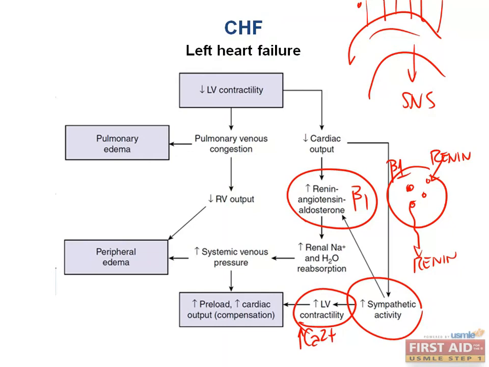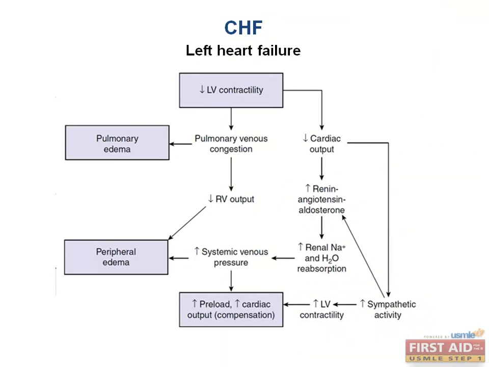But when you hypoperfuse the renal artery, the kidney gets angry. And when you make the kidney angry, it starts releasing a lot of hormones because it wants to make the blood pressure in the afferent arteriole of the glomerulus high enough so that it can filter the blood and get rid of waste products, because that's its job.